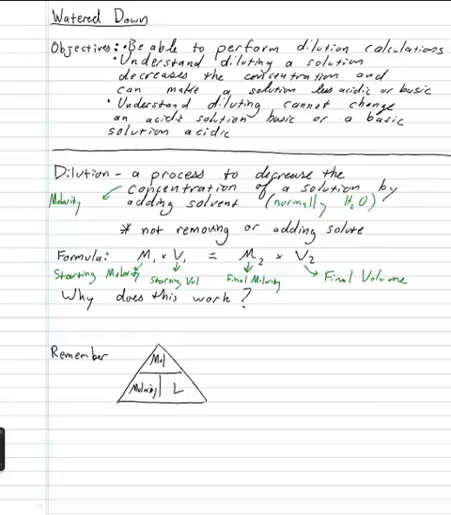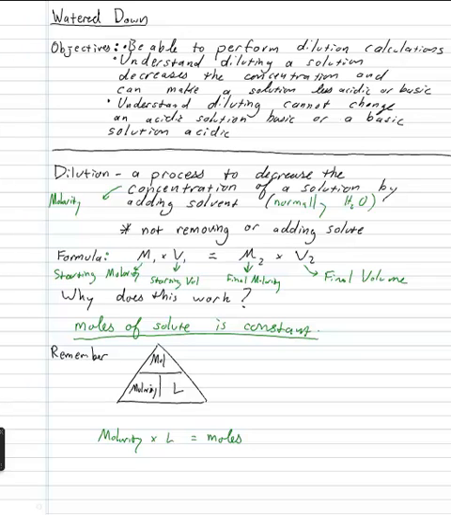Why does this work? This works because moles of solute are constant. Now remember our molarity triangle: molarity is moles over liters, so in our formula, molarity times volume, molarity times liters, is equal to moles. So our moles are staying the same, we're just changing our volume, and that's why.